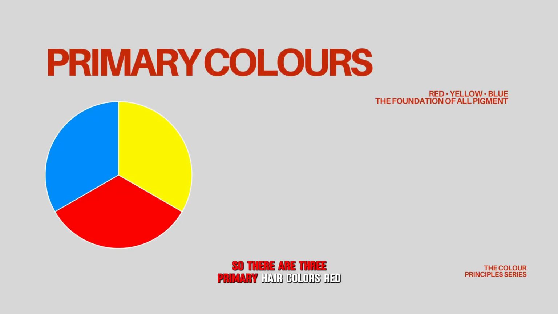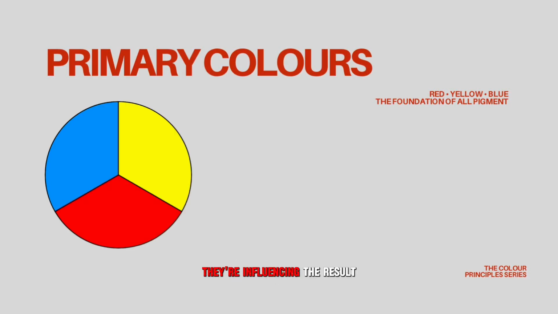So there are three primary hair colors: red, yellow, and blue. Primary colors cannot be created by mixing other colors together. They are the building blocks of every color we see, including every shade that exists in hair color. In hair color, primary pigments are always present at different levels. Even when we don't see them clearly, they're influencing the result.